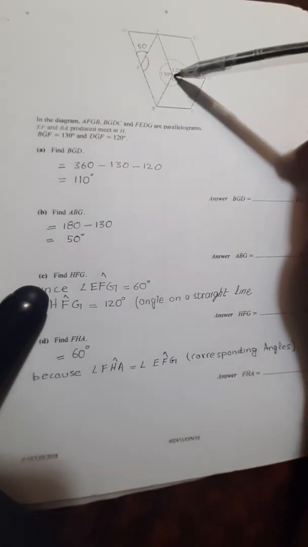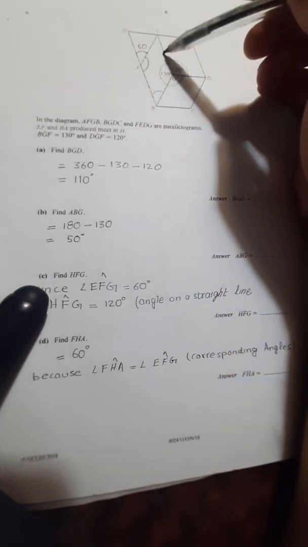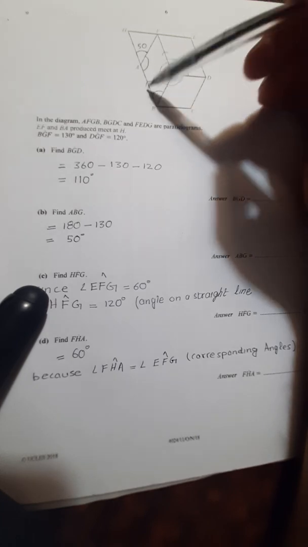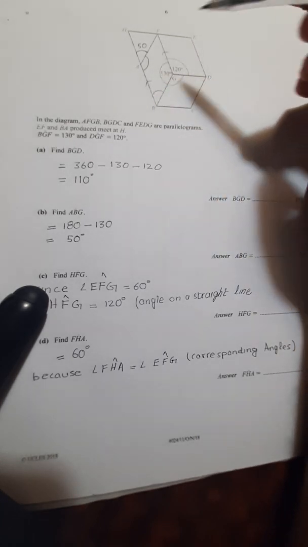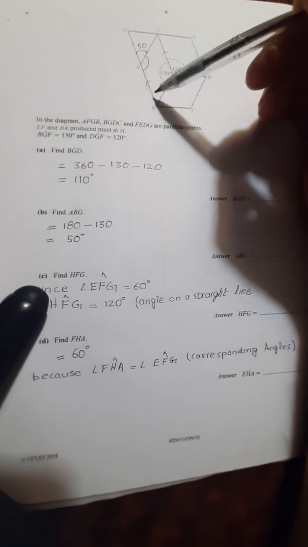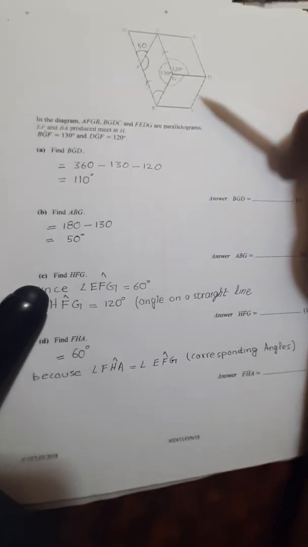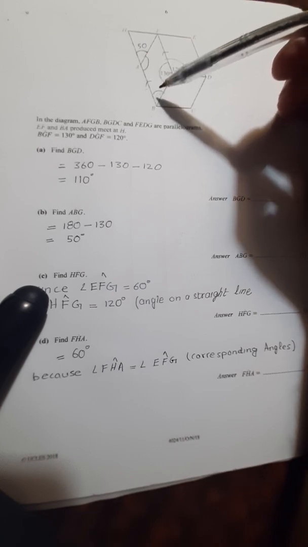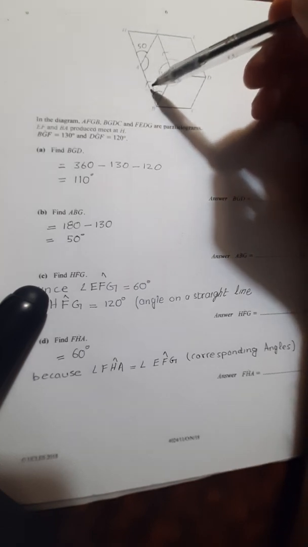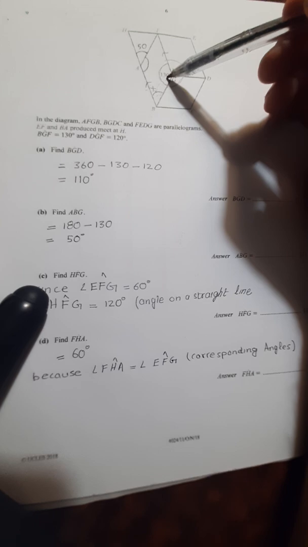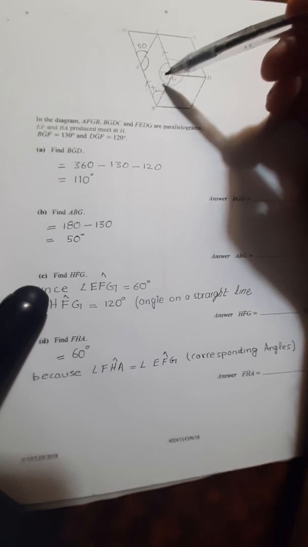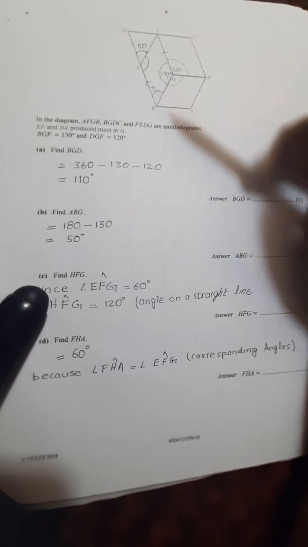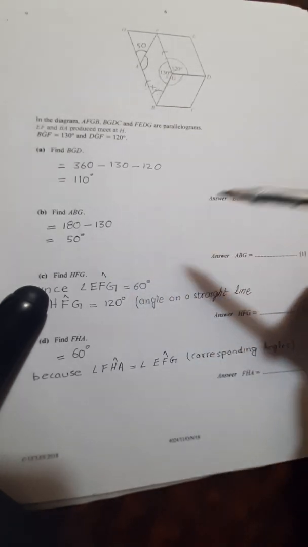Find ABG. This line and this line are parallel, opposite sides of a parallelogram. This is a transversal line. So this angle and this angle should add up to 180. If it is x, then x plus 130 should be equal to 180, and you can find x by subtracting 130 from 180. So the answer is 50.